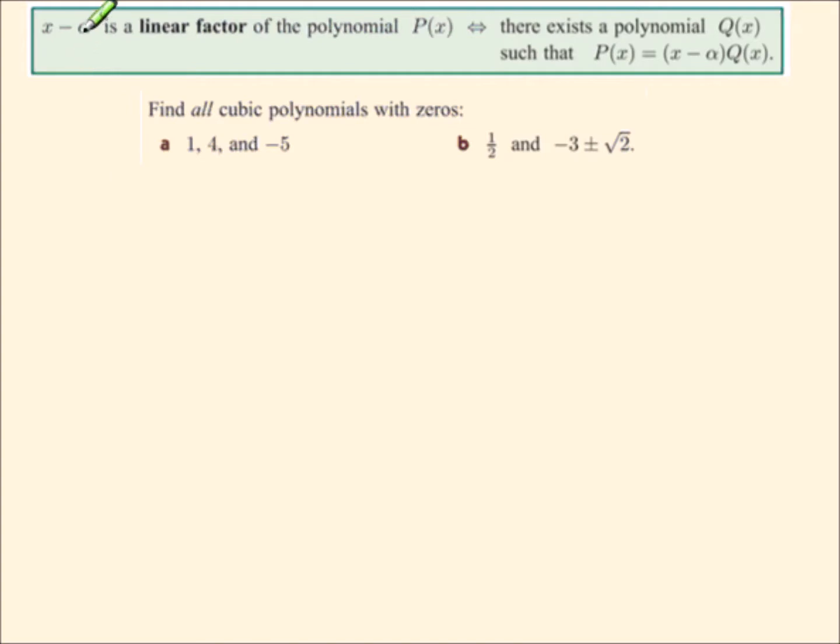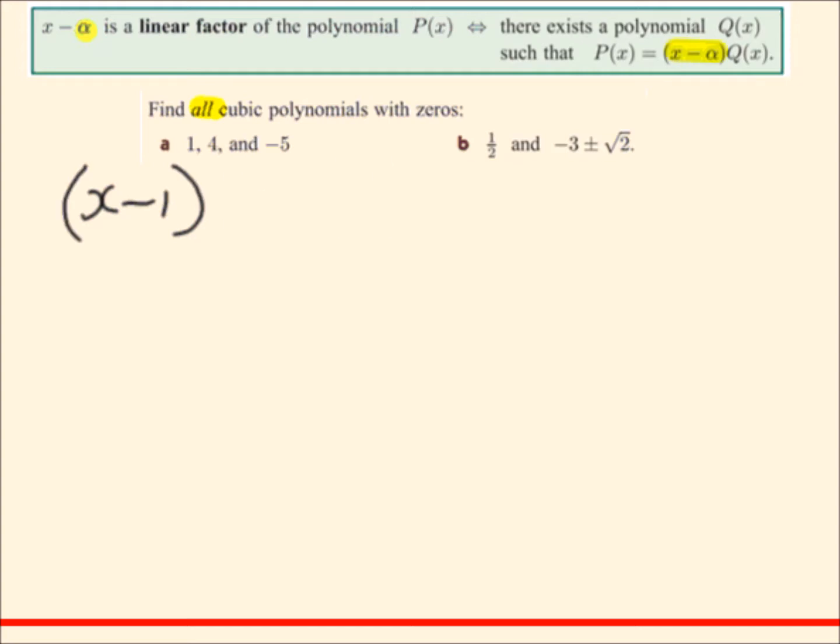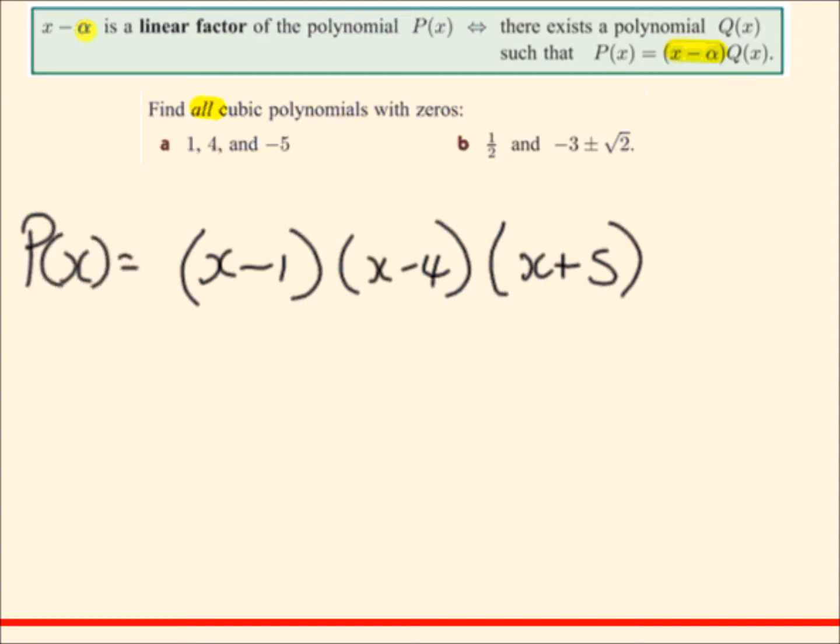Now in this case here we have x take alpha is a linear factor, alpha is a solution, and if that's the case there must be some other factor multiplying with x take alpha, so q of x here, that gives us our polynomial. In these example problems, we have the zeros given to us, and we want to work out all cubics with those zeros. So if I have in the first case zeros of 1 and 4, etc., I know x take 1, x take 4, etc. are my factors. So p of x equals, now we want all cubics, so p of x is a multiple of those three factors, and that multiple can't equal 0.